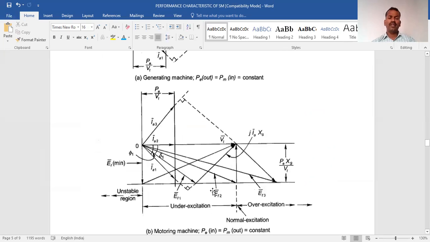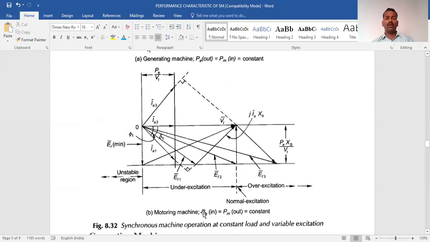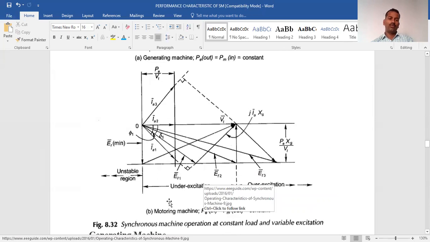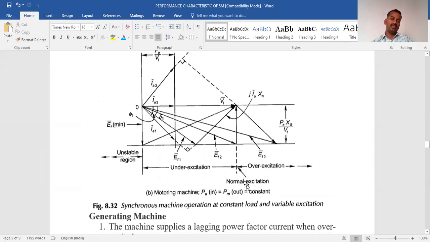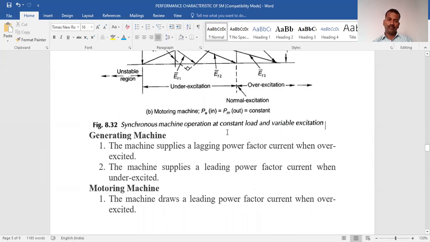Similarly, in case of I cos phi in submotoring mode, you can see motoring mode under excited, E normal excited, and this is the over excitation. E will be constant in case of motoring mode also. Right? We have to remember this thing.